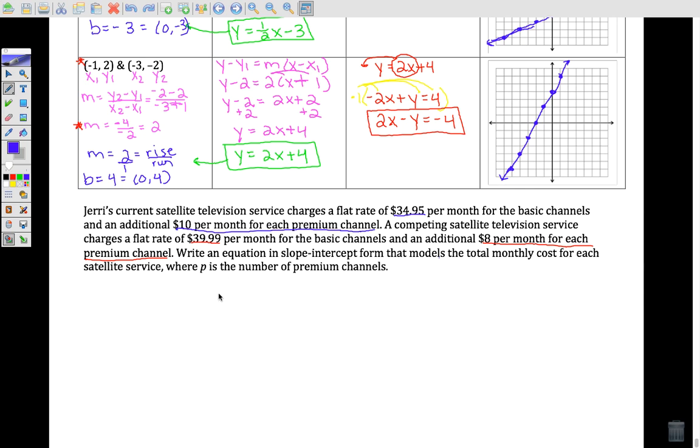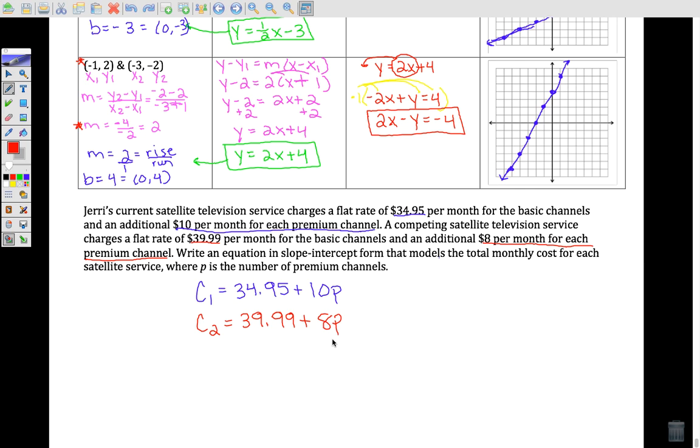The first one, my total cost, I'll put C1 because we have two companies. So the cost for this first company is $34.95 plus $10 for your premium channels. And the second one, we have the cost of $39.99 plus $8 per month per your premium channel.